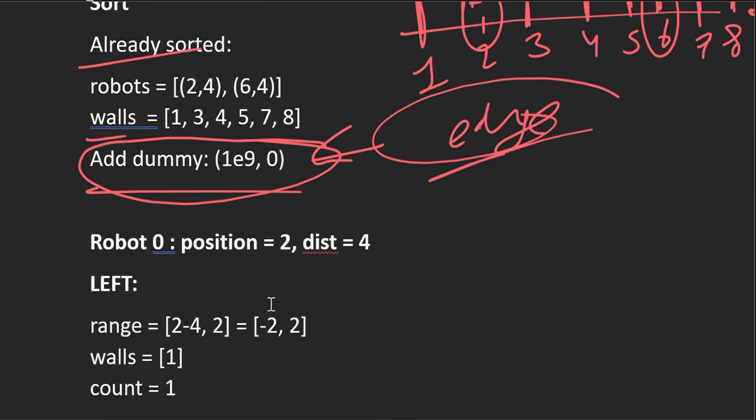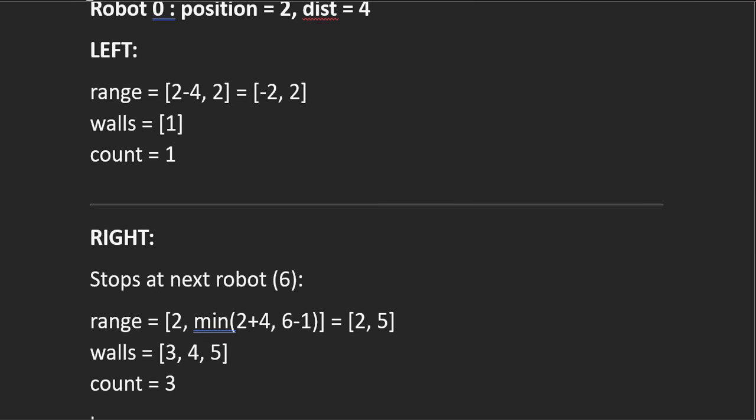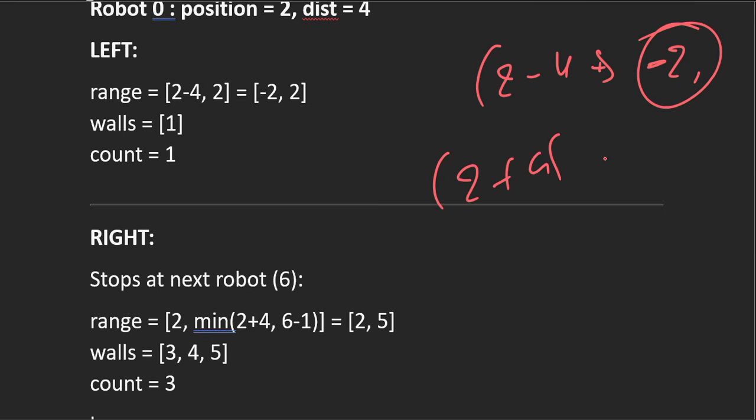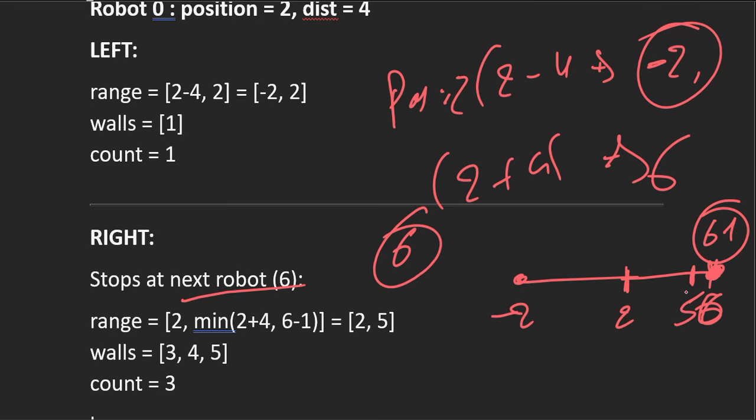So robot zero's position is 2 and its distance is 4. What are its left and right ranges? Its left range is 2 minus 4, that is minus 2. What is the right range? The right range is 2 plus 4, that is 6. So its left range is minus 2, its position is 2, and its right range is 6, right? And we have another robot at 6, so our bullet won't go up to 6, so its right range will be 6 minus 1, that is 5.